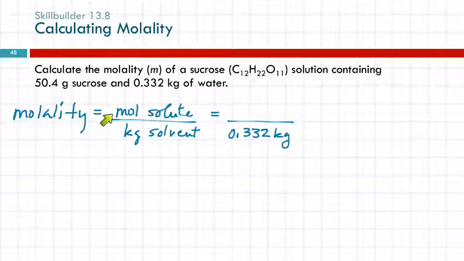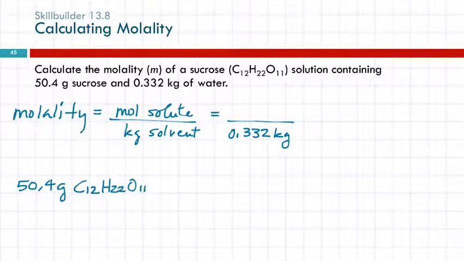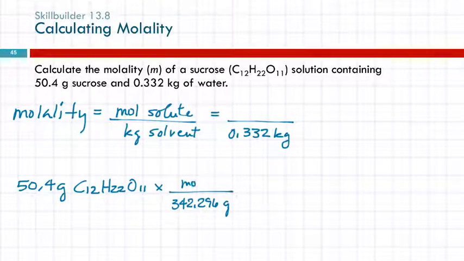But we need moles of solute. They gave us grams. So we need to do a little conversion. 50.4 grams of sucrose. Sucrose is C12H22O11. And we calculated that molar mass earlier. See if I can find it in my calculator. 342.296 grams of sucrose per mole.